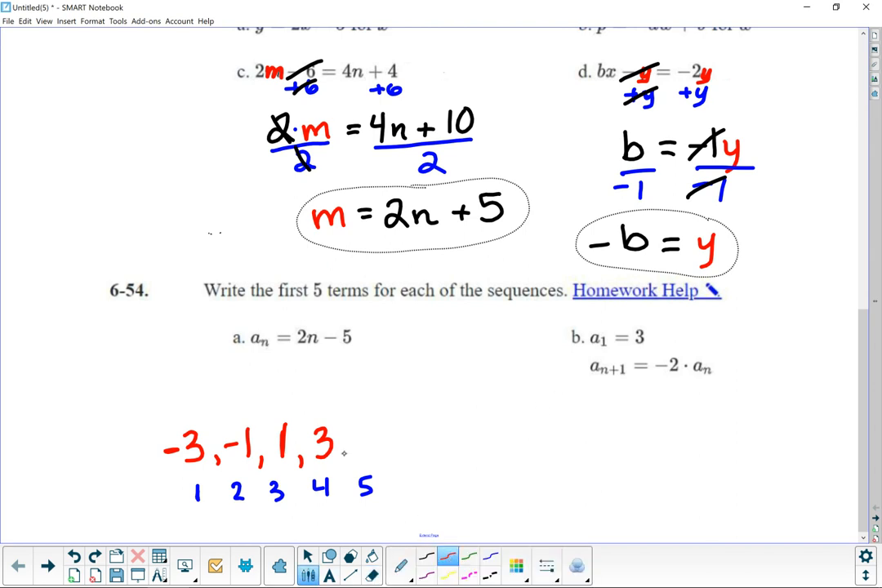Okay, and last one. The fifth term is if we put 5 in here and 5 in here. So 2 times 5 is 10. 10 minus 5 is 5. Okay? That's how you go through all 5 terms. Okay. Next one. Again, we want 5 terms. So we want first term, second term, third term, fourth term, fifth term. Okay. Lucky for us, we already know the first term. A1 is 3.